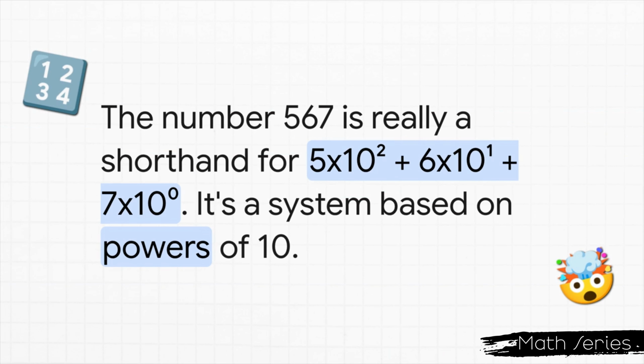And if you want to get a little more mathematical about it, we can write it out using powers. 100 is just 10 squared, 10 is 10 to the power of 1, and yeah, even 1 can be written as 10 to the power of 0. Now, this isn't just some neat party trick for one number. This is the engine that drives our entire number system. It's all built on the power of 10.